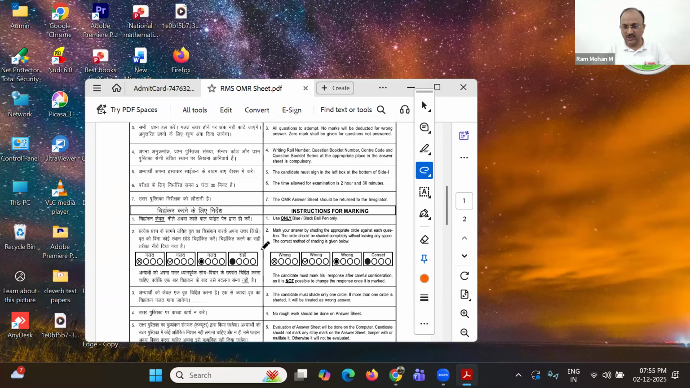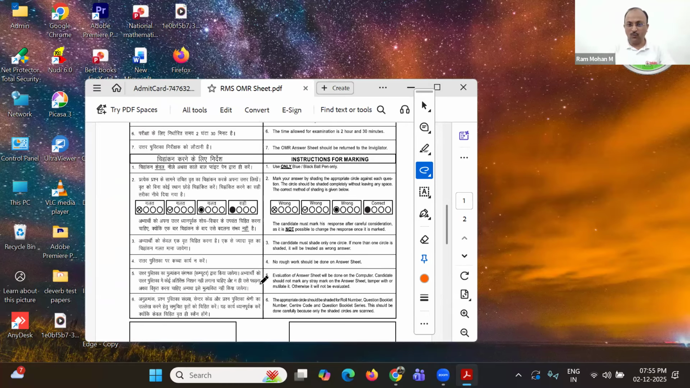Okay, these are the instructions for filling in the markings. You should use only a blue or black ball pen. You cannot use red ink, green ink, or any other color. You also cannot use gel ink or any special ink. Those things you cannot use. Only a ball pen, in blue or black color only.